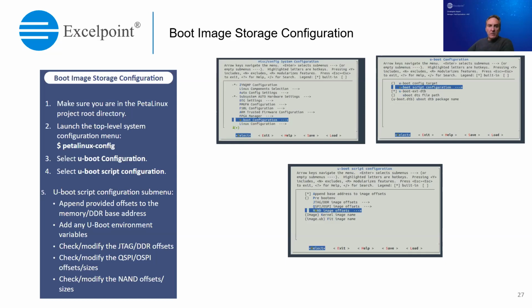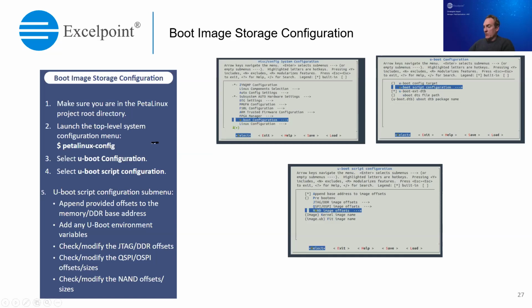So I had a question coming in about U-boot environment variables over the last week, actually. To add any U-boot environment variables that have to be executed before boot, select pre-boot environment. This is where you can add any U-boot environment variables that you need to have executed before the boot command. To check and modify the JTAG DDR offsets, use JTAG and DDR image offsets. These are used in JTAG boot mode and also load images from flash storage to DDR memory. And to check and modify the QSPI offset sizes, use the QSPI image offsets config menu. You have to make sure that the offset sizes do not overlap with the boot script, the boot.scr, or the image that is actually to be imaged.